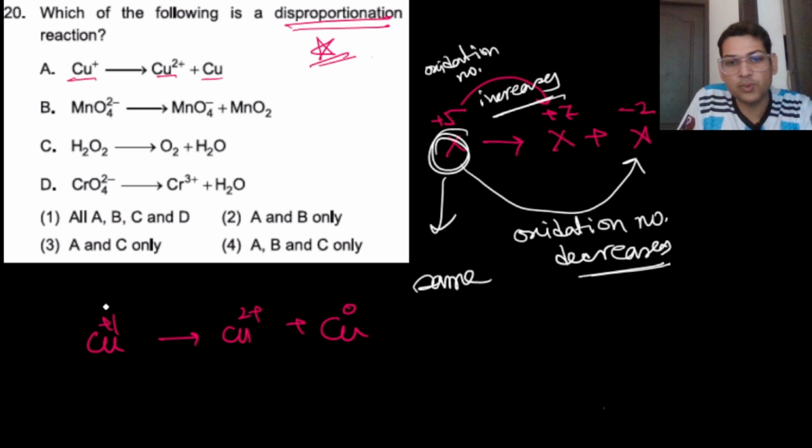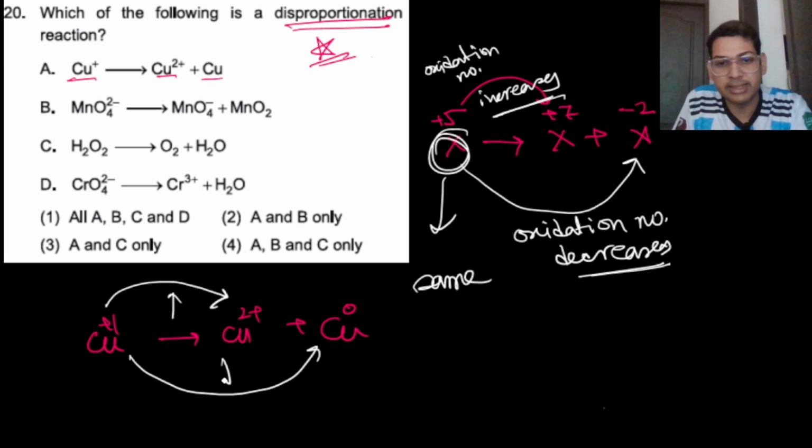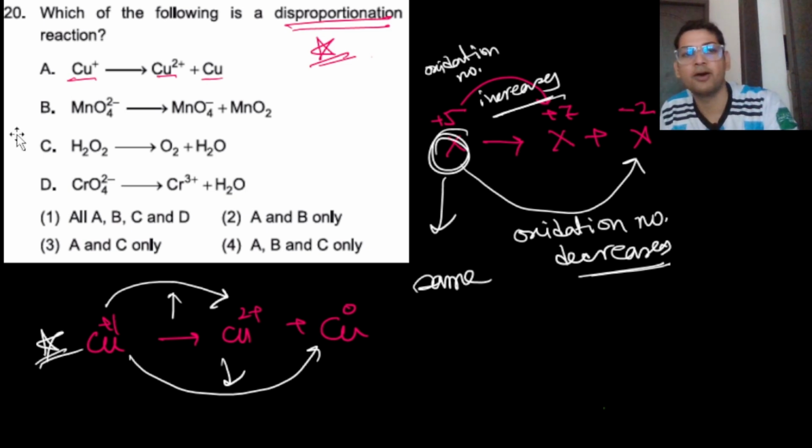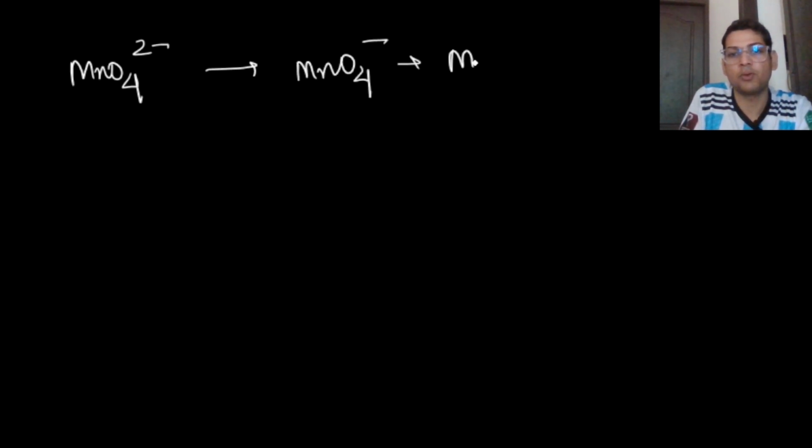So you see +1 to +2, increasing, and +1 to 0, that means decreasing. It is definitely a disproportionation reaction. Okay sir, understand. Now you do it for the next one. Yes, so MnO4 minus, MnO4 2 minus, I guess from here it is MnO4 minus plus MnO2.